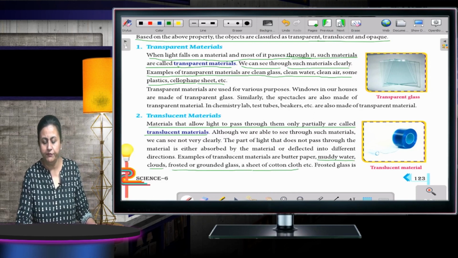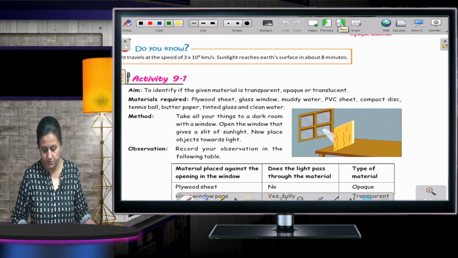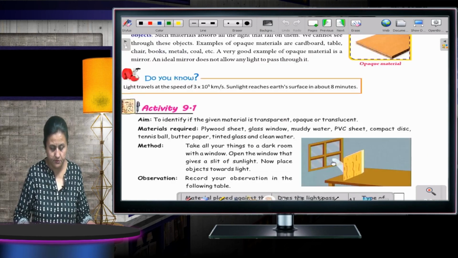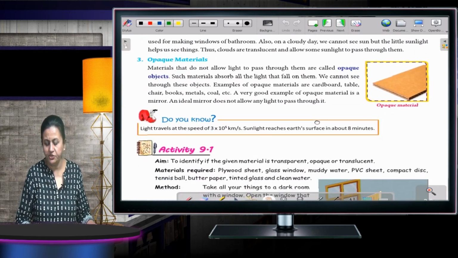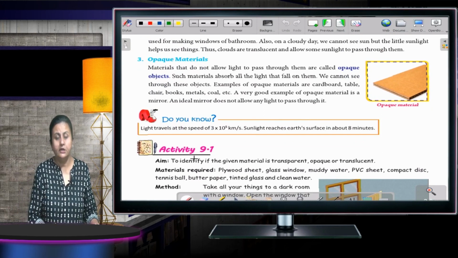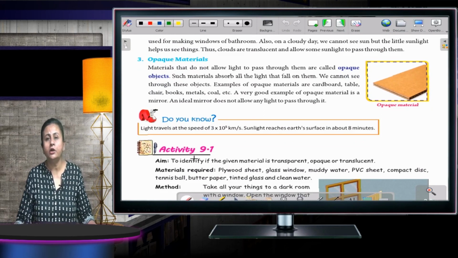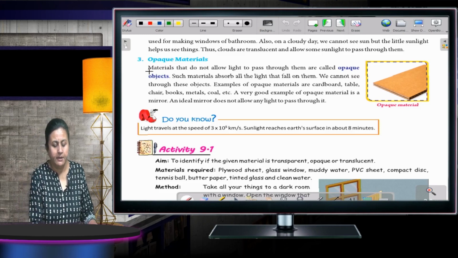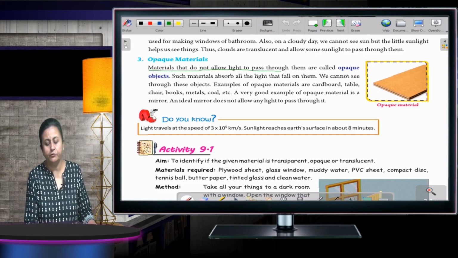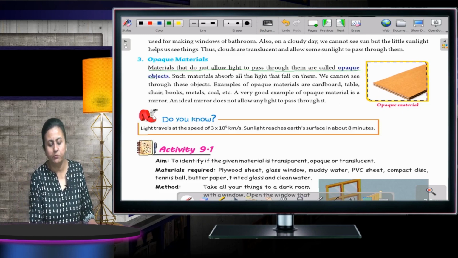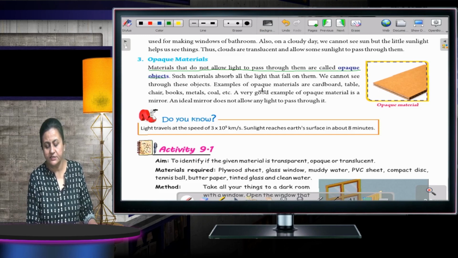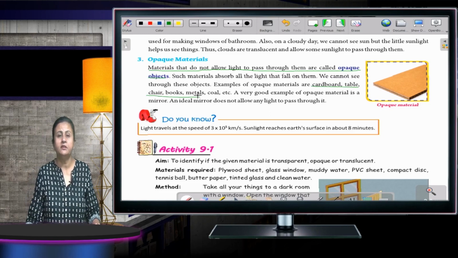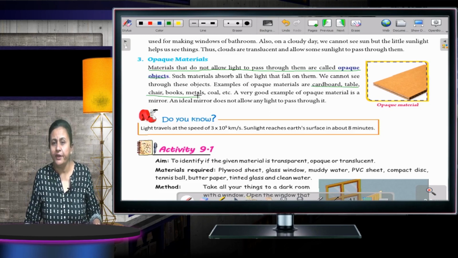Now if we talk about opaque objects, opaque materials are the materials which do not allow the light to pass at all. Materials that do not allow light to pass through them are called opaque objects, such as cardboard, table, chair, book. These are all opaque objects.